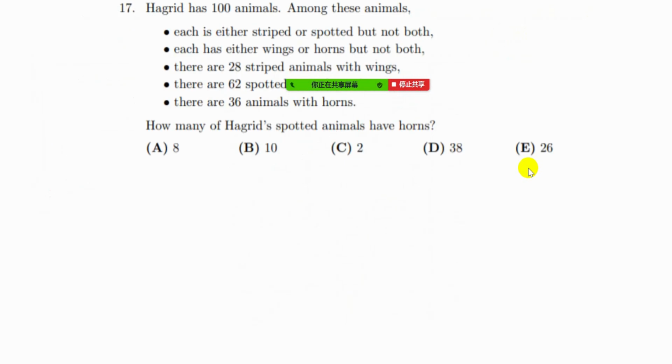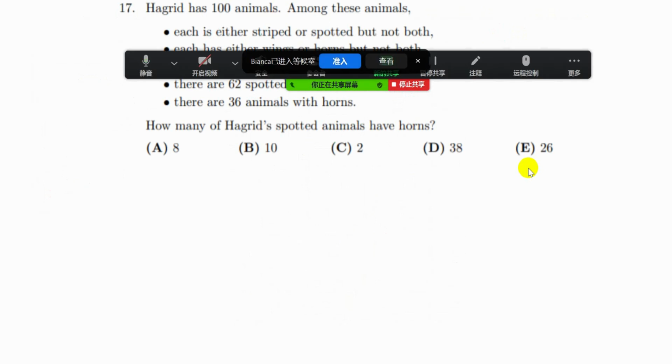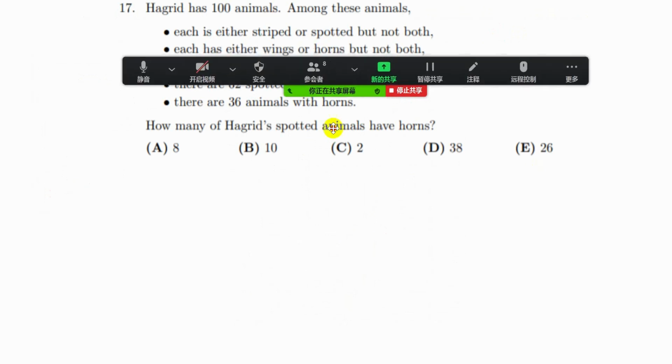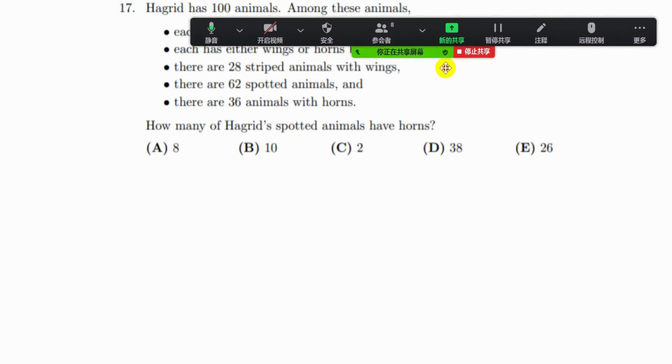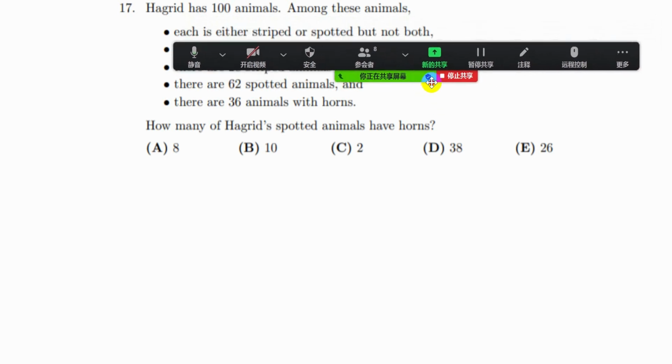Number 17. Hagrid has 100 animals. Among these animals, each is either striped or spotted, but not both. Each has either wings or horns, but not both. There are 28 striped animals with wings. There are 62 spotted animals, and there are 36 animals with horns. How many of Hagrid's spotted animals have horns?